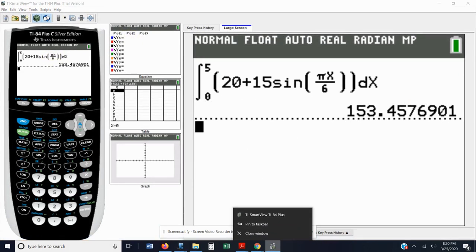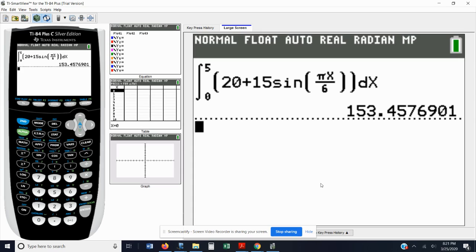And I downloaded this TI-84. They have a free 90-day trial, and it looks like this. And I was able to type in that integral. This would be for anyone who doesn't have a calculator at home right now. And I was able to get my answer, 153.457.